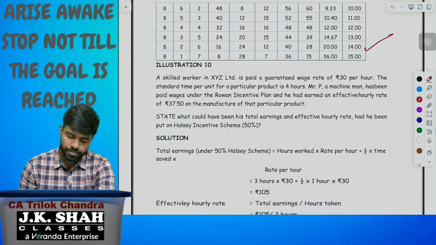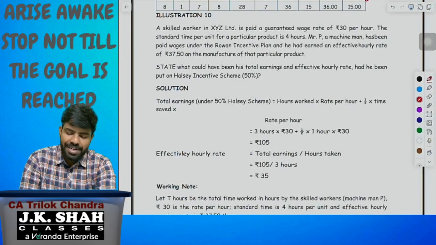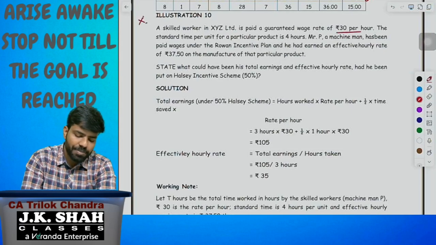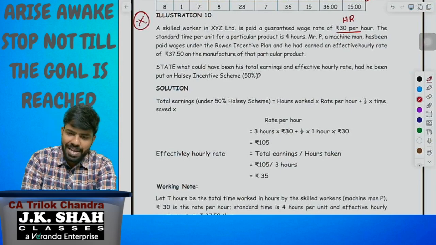Okay, now question number 10. A skilled worker in XYZ Limited is paid a guaranteed wage rate of 30 per hour. You can mark this question as important. We can call it the guaranteed hourly rate.